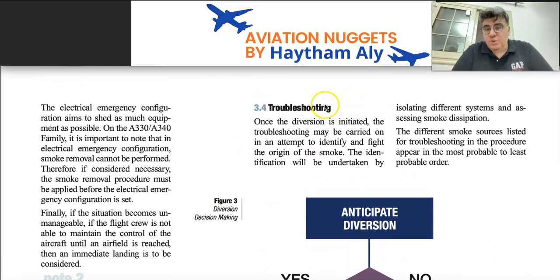Okay, so the fourth step is troubleshooting. Once the diversion is initiated, the troubleshooting may be carried on in an attempt to identify and fight the origin of the smoke. The identification will be undertaken by isolating different systems and assessing smoke dissipation. The different smoke sources listed for troubleshooting in the procedure appear in the most probable to least probable order. Okay, everybody, this is for troubleshooting.